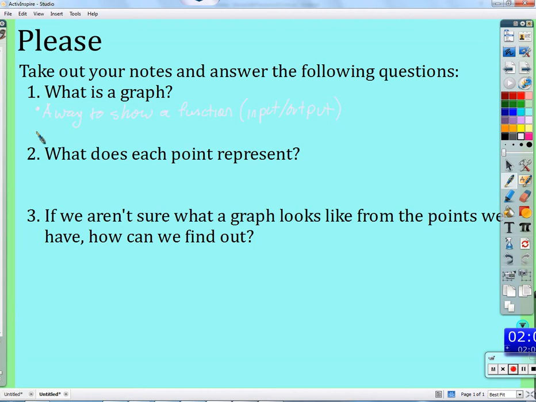Here's another way to look at a graph. What is a graph? What's a graph made of? Points. How many points? As many as you want. Infinite. We can call it an infinite number of points.